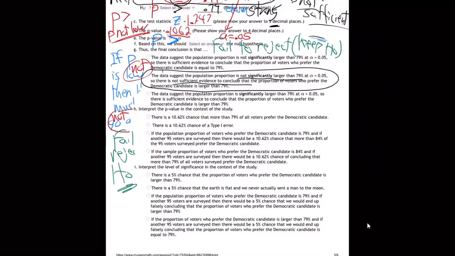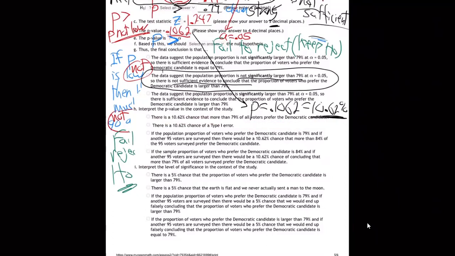So what did our p-value come out to be? 0.1062, right? That's our p-value right there. Mine came out 0.1062, which is 10.62%, isn't it? So what does that mean? There is a 10.62% chance that more than 79% of all voters prefer the Democratic candidate. No, that's not what it means.